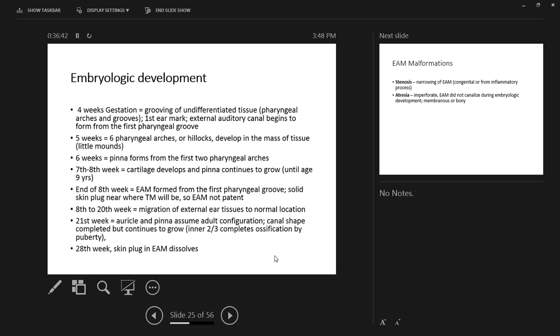From weeks 8 to 20, you get migration of the external ear tissues. At the 21st week, the auricle, or pinna, has its adult configuration. I apologize, I said it at the 7th to 8th week. It's moving up there. Yes, the cartilage is formed, but it's not in its full, complete adult position until the 21st week.